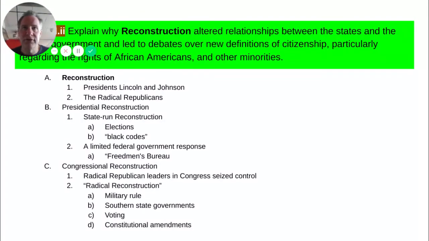And the radicals in Congress absolutely will not tolerate Johnson's control. They don't think that he should be president of the United States. And so they just begin to implement their own Reconstruction plan. And this is called Congressional Reconstruction or Radical Reconstruction. And it's very different from state-run Reconstruction and Lincoln's plan.